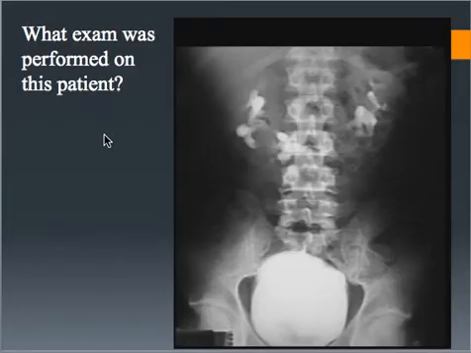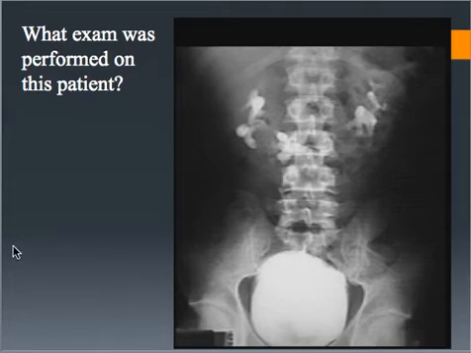What exam was performed on this patient? This is an IVP. You can see contrast that's in the kidneys, both kidneys, going down the ureter and into the bladder. So the IVP again stands for intravenous pyelogram, which is what we're doing to look at the kidneys, ureter, and bladder. So we're trying to visualize the urinary system on an IVP.